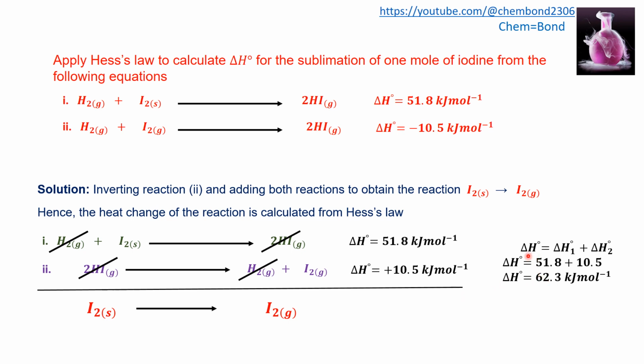Enthalpy change is equal to delta H1 plus delta H2: 51.8, that is delta H1, plus 10.5, that is delta H2. So we will get 62.3. 62.3 is the heat of sublimation of iodine.